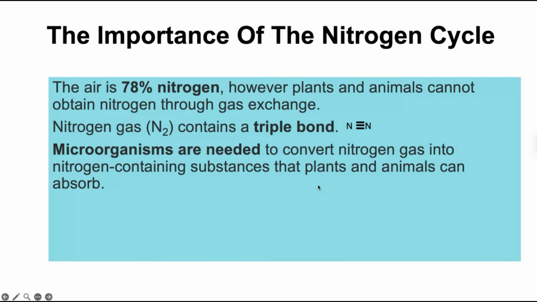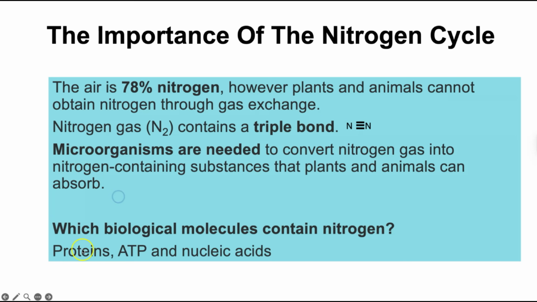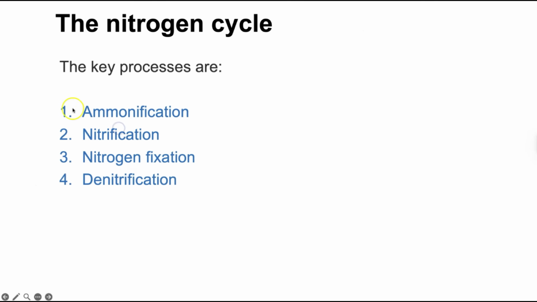So let's look at the nitrogen cycle. The nitrogen cycle is a really important one because nitrogen is needed for making proteins, ATP and nucleic acids. And the challenge in this cycle is, although nitrogen is very abundant in the atmosphere, nitrogen gas has a triple bond between those two nitrogen atoms, and we do not have an enzyme that can break it. However, microorganisms do. So microorganisms are incredibly important in this cycle.